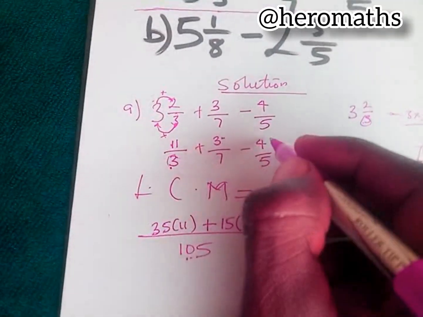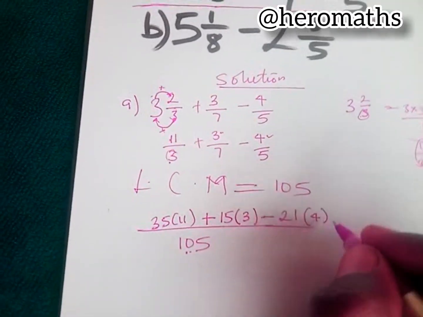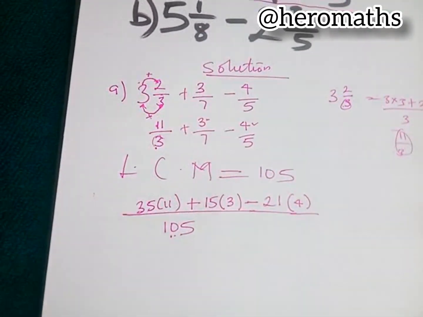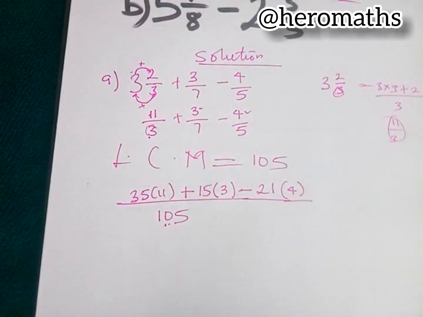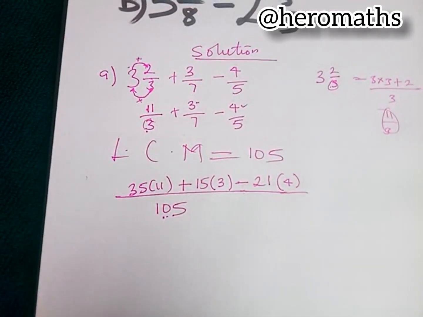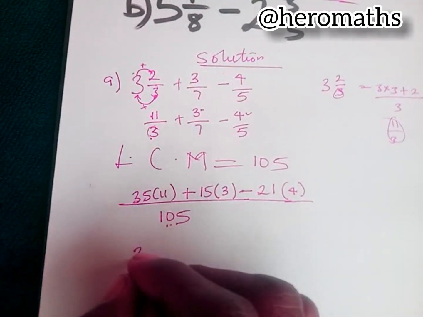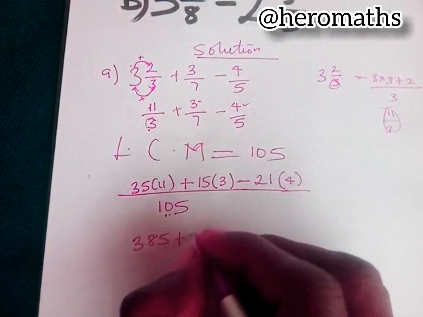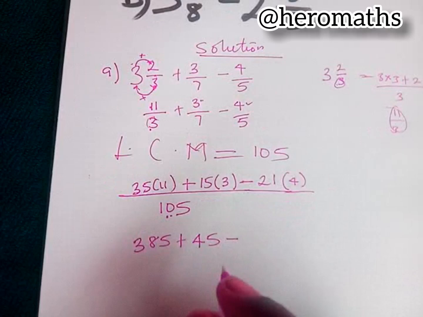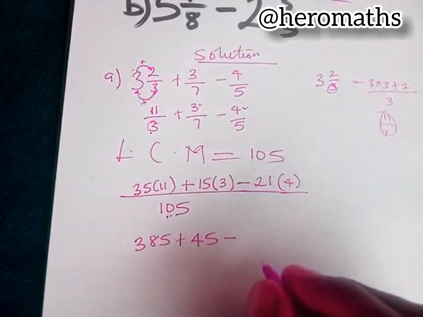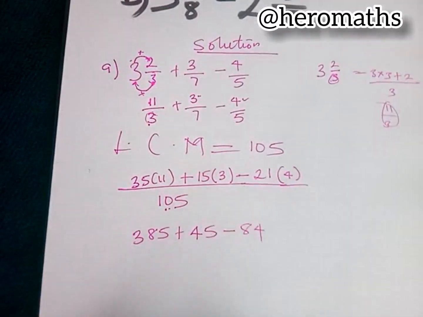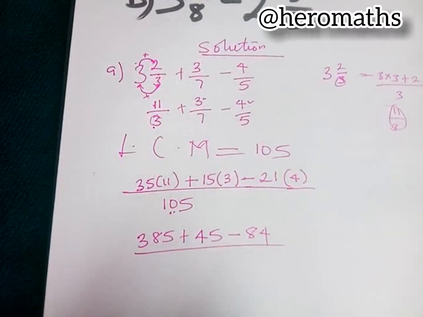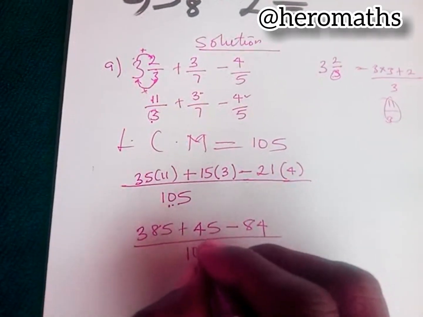So 21 times the top, which is 4, then put 4 in bracket and close. Now let us open the brackets. 35 times 11, punch your calculator, it will give us 385, plus 15 times 3, it will give us 45, minus 21 times 4, to give us 84. Now divide this by 105, this one.